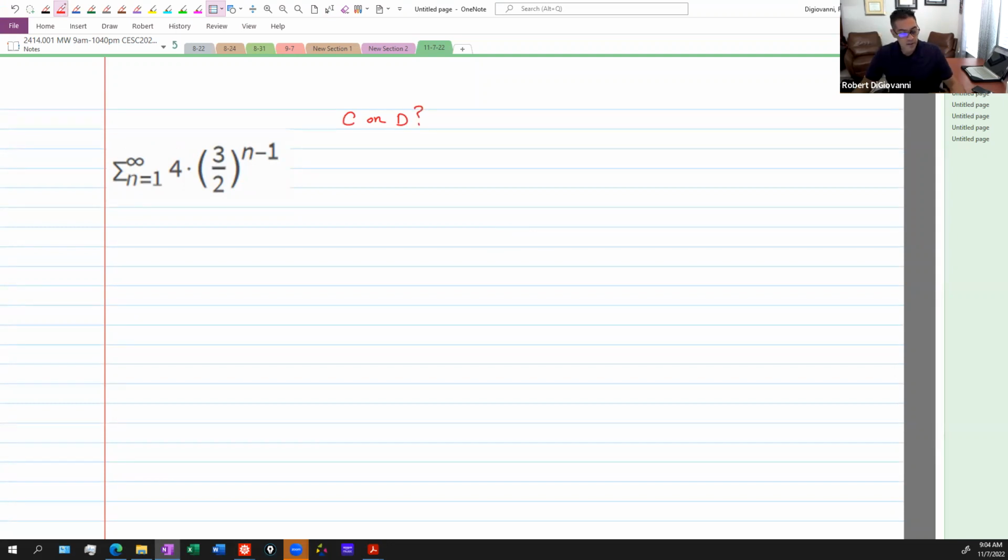Well, we have to recognize that that does look like the sum from n equals 1 to infinity of a r to the n minus 1. I hope that everyone sees that 4 is like the a, and then the 3 halves is like our r, and then of course we have the exact power we want, n minus 1 there. So everything matches up exactly. So we should know whether or not this converges or diverges by simply looking at the value of R.